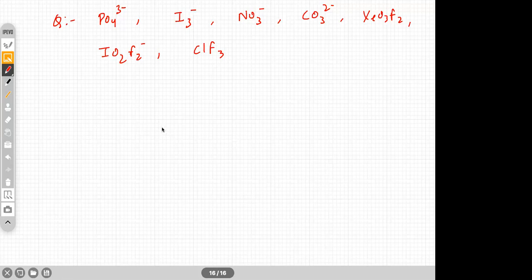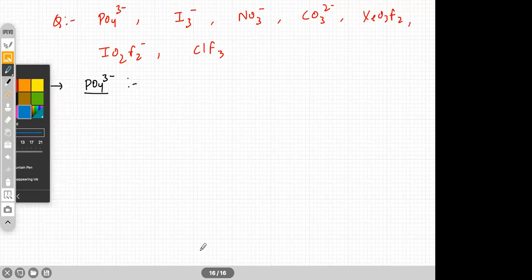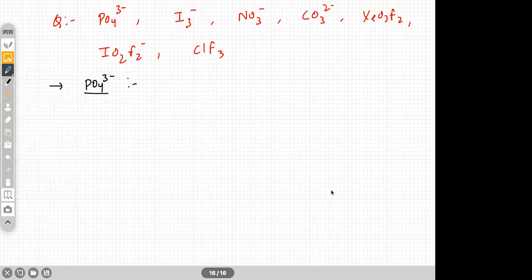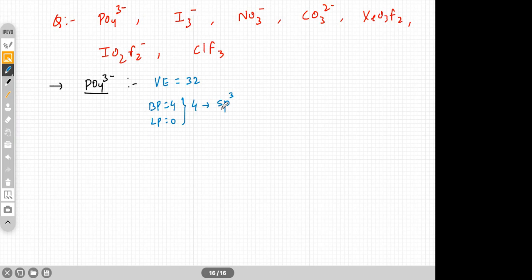Okay. So the first one is PO4 3-. We'll find out the valence electrons. Tell me the valence electrons here. VE is 32, so I'm trusting you. I'm not calculating this. So the number of bond pairs is 4, lone pairs is 0, steric number is 4, hybridization is sp3. And with sp3 hybridization, geometry and shape are both tetrahedral because the lone pair is 0.